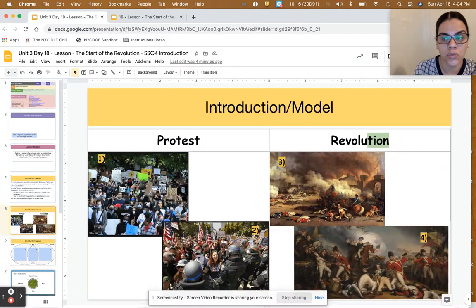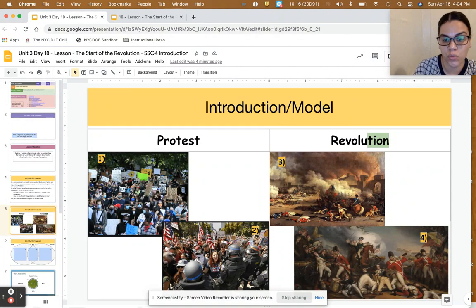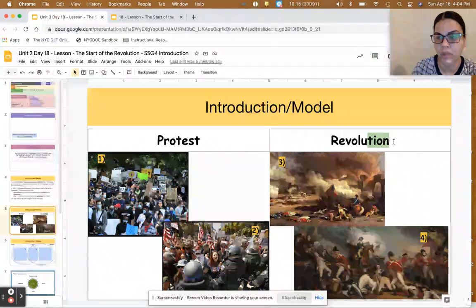So we can ask students in partnerships or in small groups, before they type in their responses, to analyze images 1 and 2, which are examples of protests that have happened within the last year or so. And then here, the word revolution, right? The suffix -tion, students should have familiarity with. It means the act of, right?